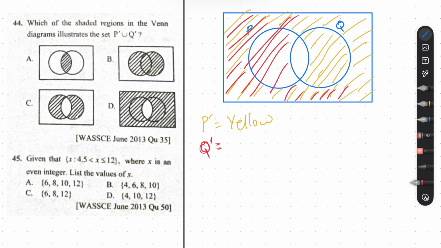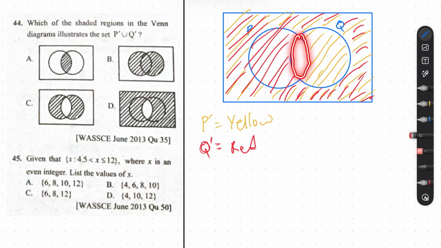But this side is still part of Q, right? So this side is not shaded. We leave that alone. So everything else is shaded red. Now we have shaded everything. You can see that now everything is shaded apart from what?